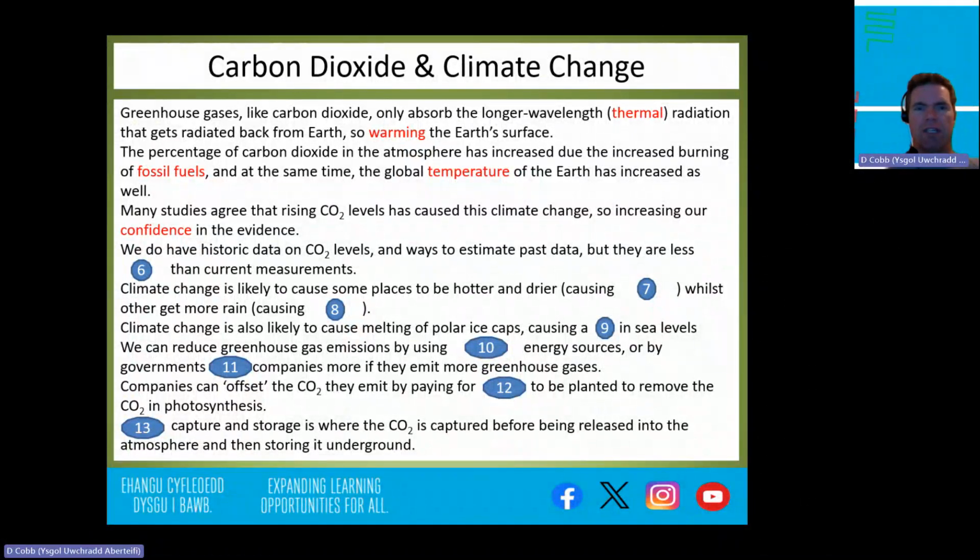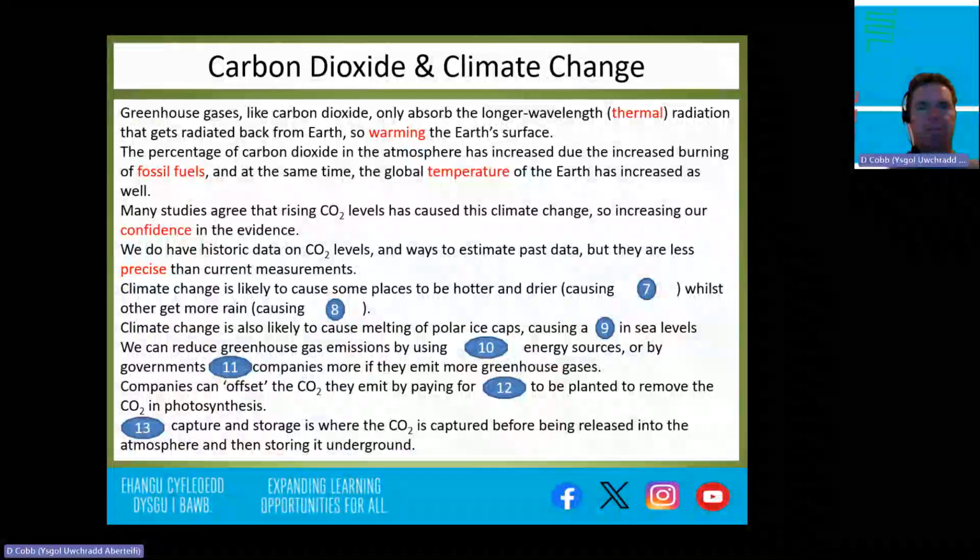We do have historic data on CO2 levels and we have ways to estimate past data, but these estimating ways are less precise than current measurements.